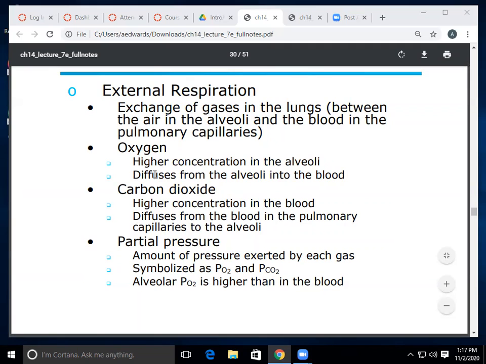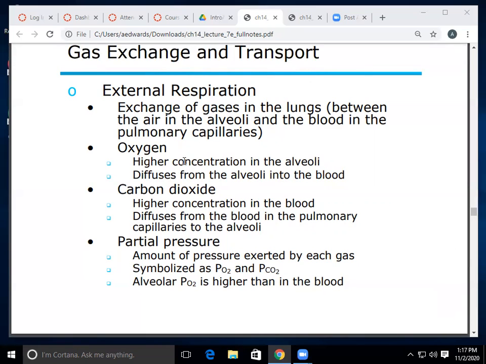Oxygen is going to have a higher concentration in the alveoli because you just inhaled air, and it's going to diffuse from the alveoli into the blood, from high concentration to low concentration. Carbon dioxide, on the other hand, is going to have a higher concentration in your blood, and it's going to diffuse from the blood in the pulmonary capillaries into the alveoli. All right, so that's gas exchange.